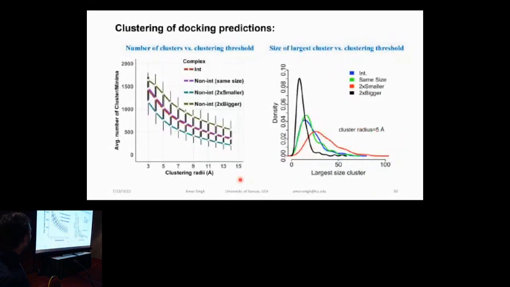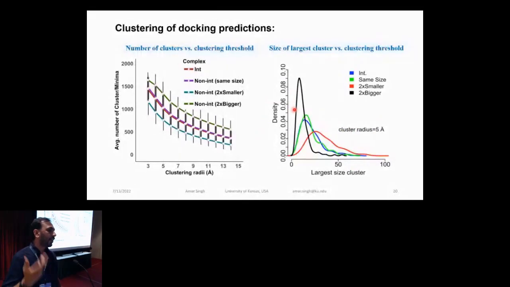On the left side, we have the average number of minima or number of clusters for the whole set of dockings. The red means the interacting protein, when the receptor protein is docked with its native partner. And we did docking for three different other proteins which are similar in size to the native partner, bigger size, smaller size. And we see that the clustering pattern is different if the docked protein is different in size. So at a particular clustering radius, 5 angstrom say, the distribution in the density plot of the largest cluster is different for different sizes of ligand protein.